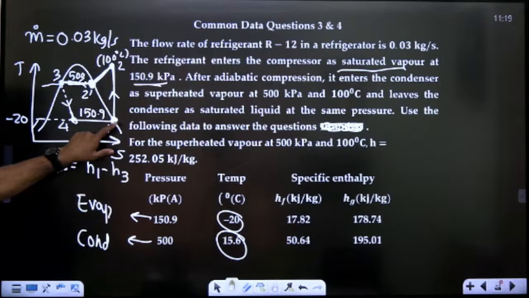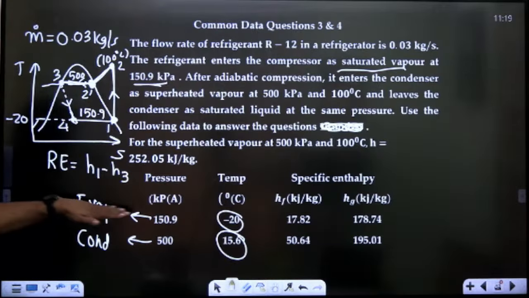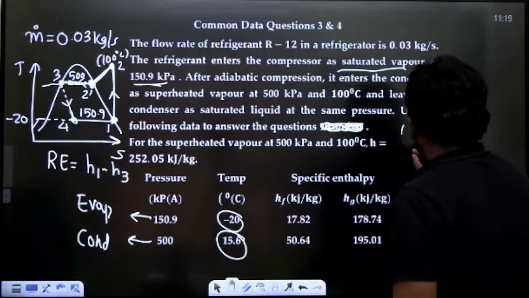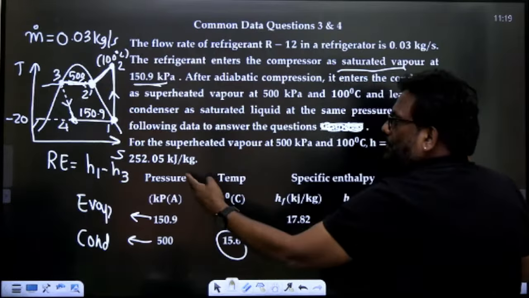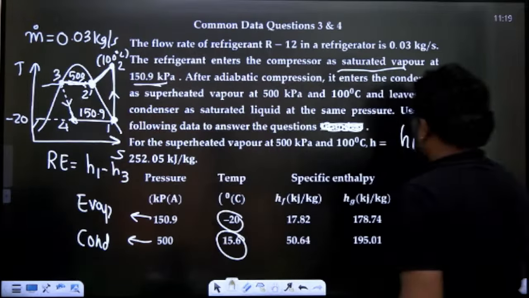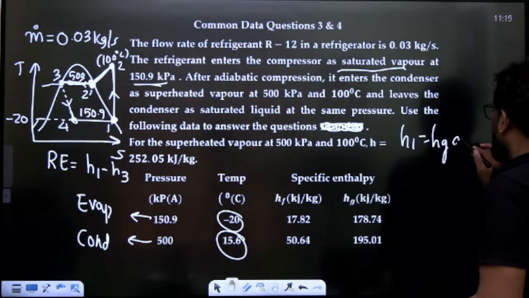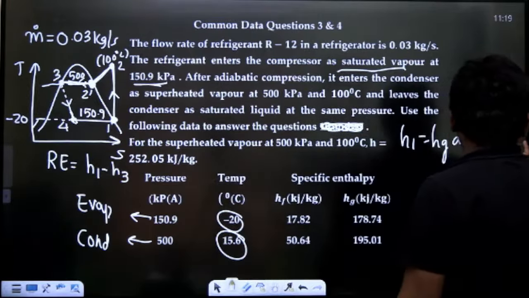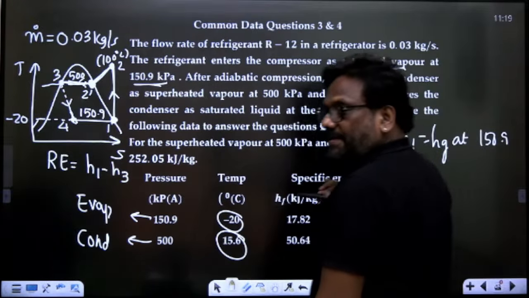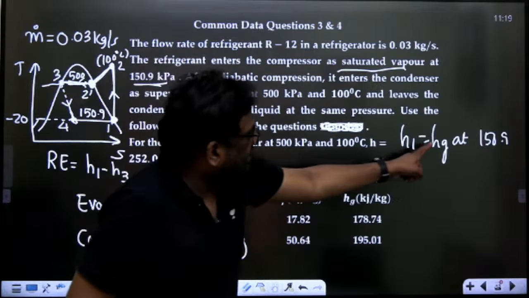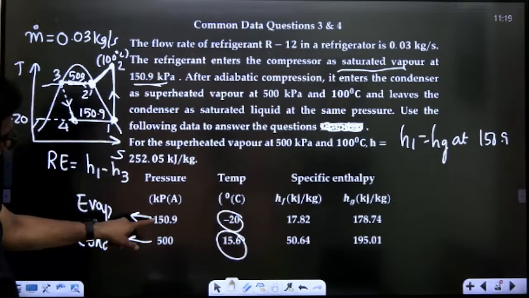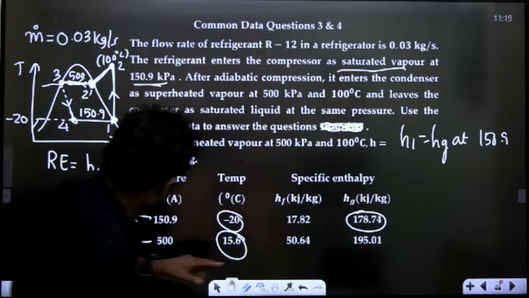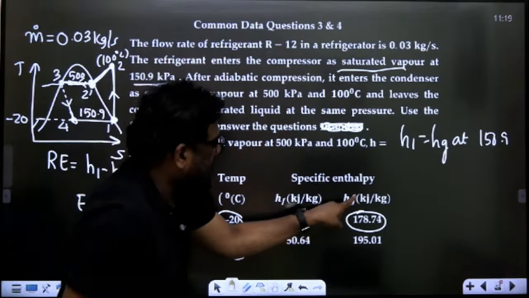H1 का मीनिंग बताओ. It is at the lower temperature. क्या हम H1 को ऐसा लिख सकते सर? H1 is equal to, it is on the saturated vapor curve, it is Hg at 150.9 kilopascal. तो अब बताओ सर, H1 is Hg at lower pressure. ये lower pressure है सर. देखो can I write, this is the lower pressure and this is Hg.